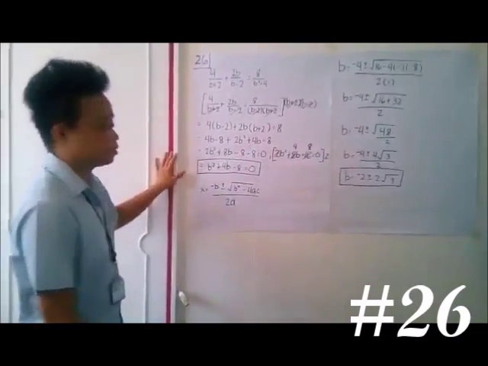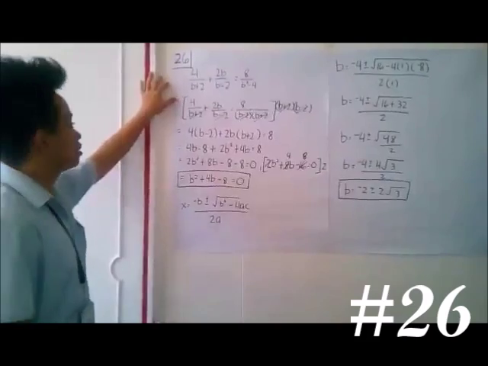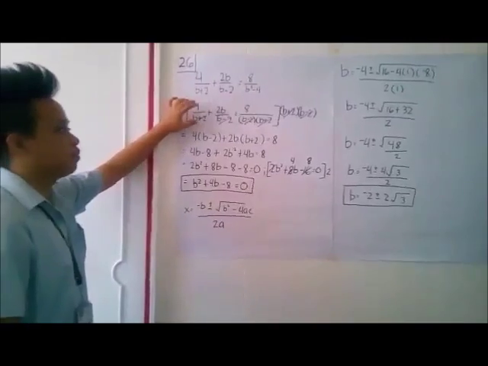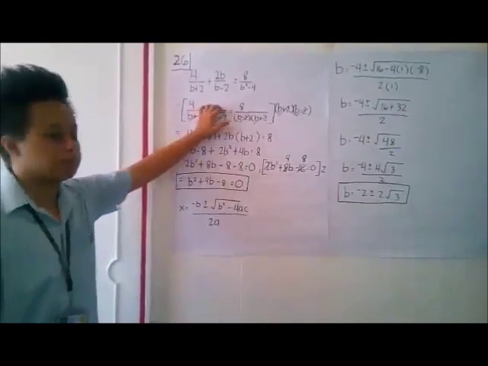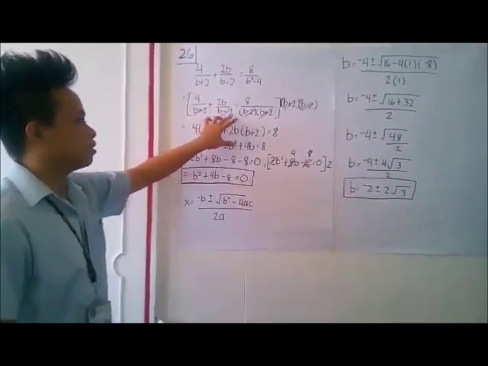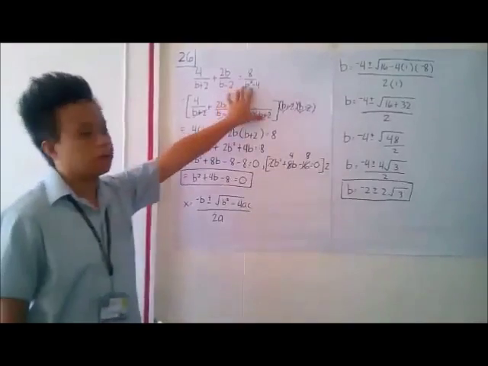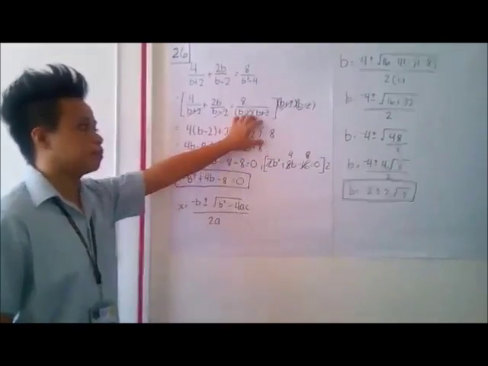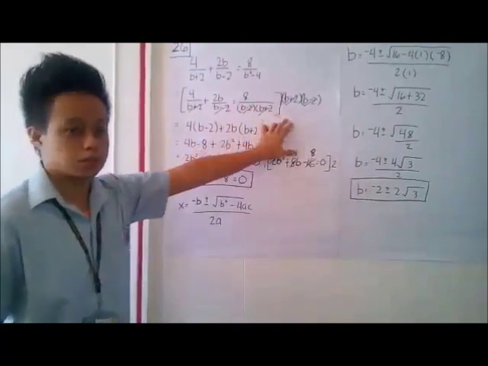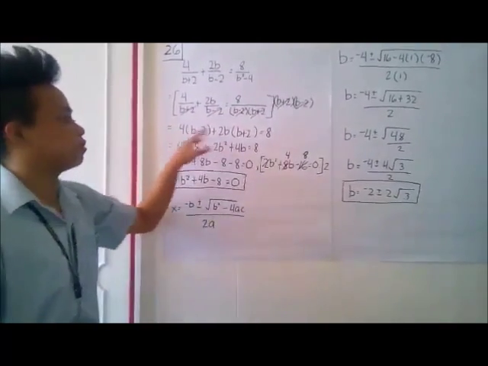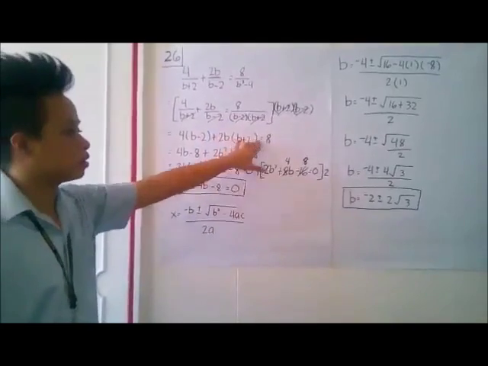So that's it. So the equation that was given is number 26. 4 over b plus 2 plus 2b over b minus 2 is equal to 8 over b squared minus 4. So factor out perfect binomial b minus 2 times b plus 2. So the factor is b plus 2 and b minus 2. So cancel out. So 4 times b minus 2 plus 2b times b plus 2 is equal to 8.